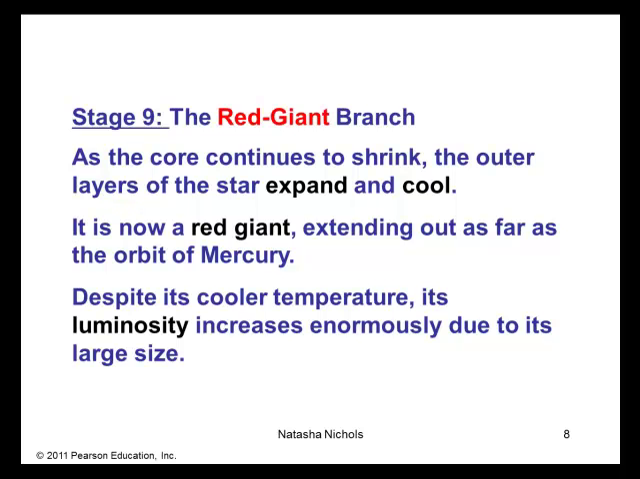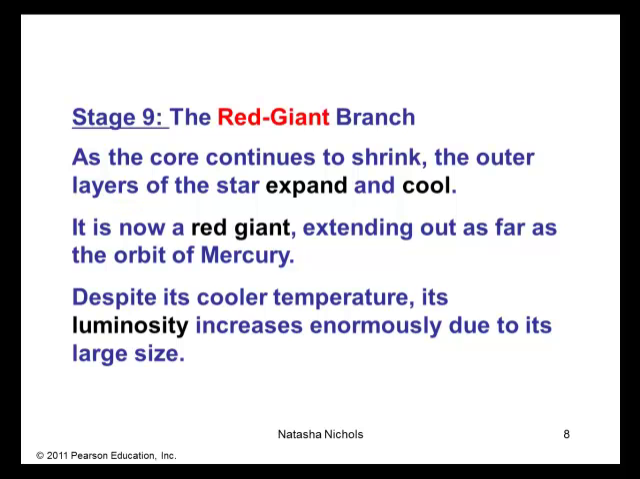Stage 9 is an important stage, and that is when we say that the star is in the red giant branch. The star has now heated up its core to about 100 million Kelvin, and its surface temperature has dropped to about 4,000, but it has swelled up to about 100 times its solar radius. So it has become very large, a giant.